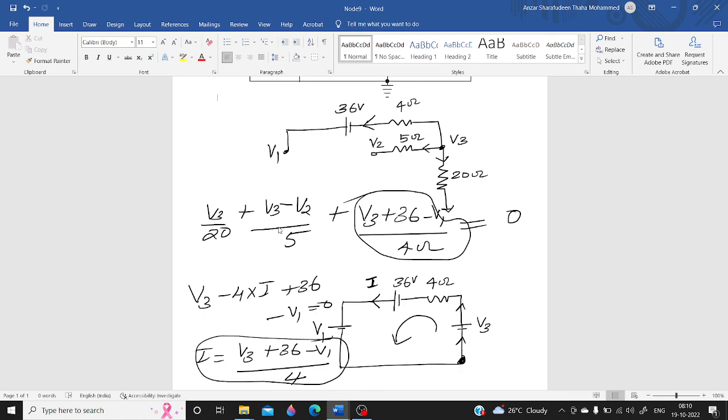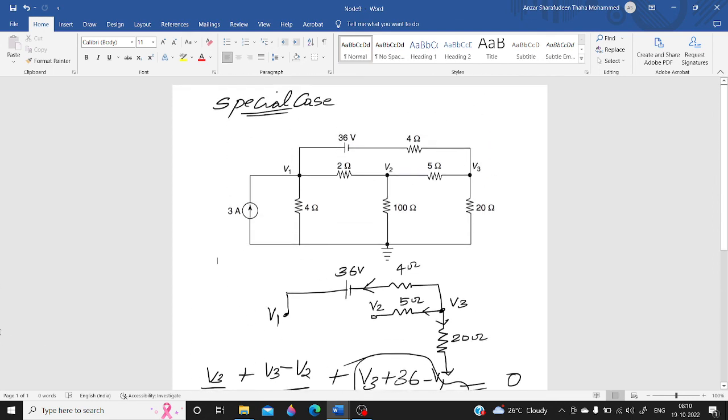So writing the branch current is very important. You have to take special care while writing the branch current when you perform nodal analysis. I hope these problems and the methods are clear.